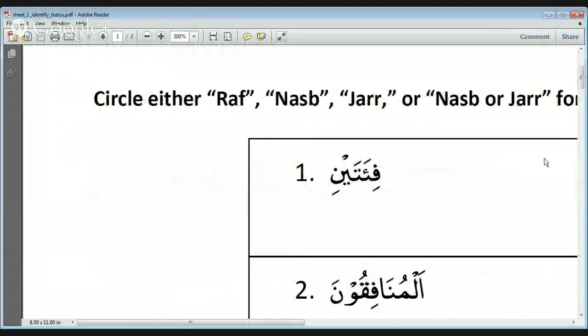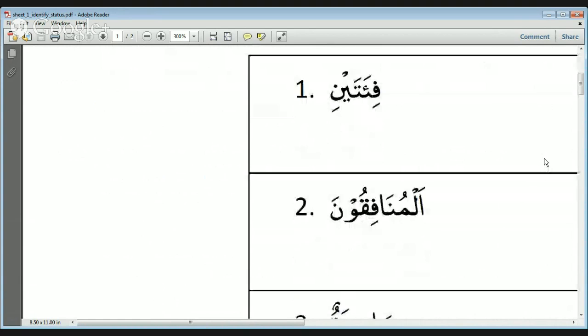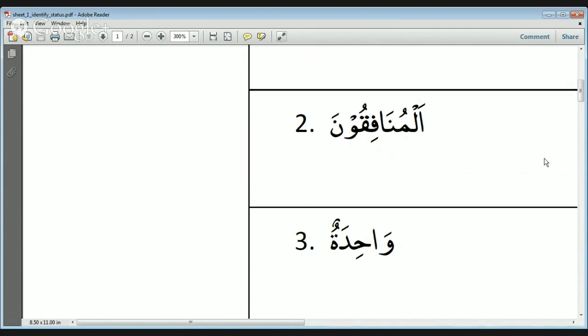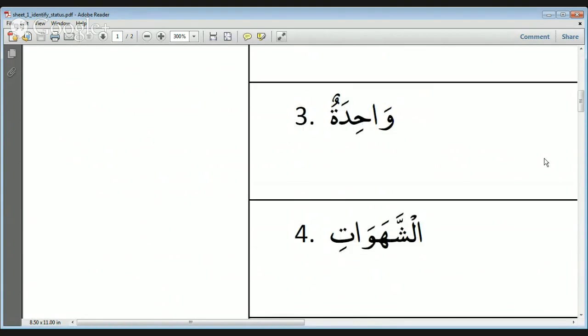Fi'ataini. Fi'ataini. Rafa, nasab or jar? Nasab or jar. Does everyone understand why? Good. Al-munafiquna. Rafa, why? Una. Very good. Wahidatun. Rafa, why? Tun. Good. Ash-shahawati. Only jar? Nasab or jar. Very good.